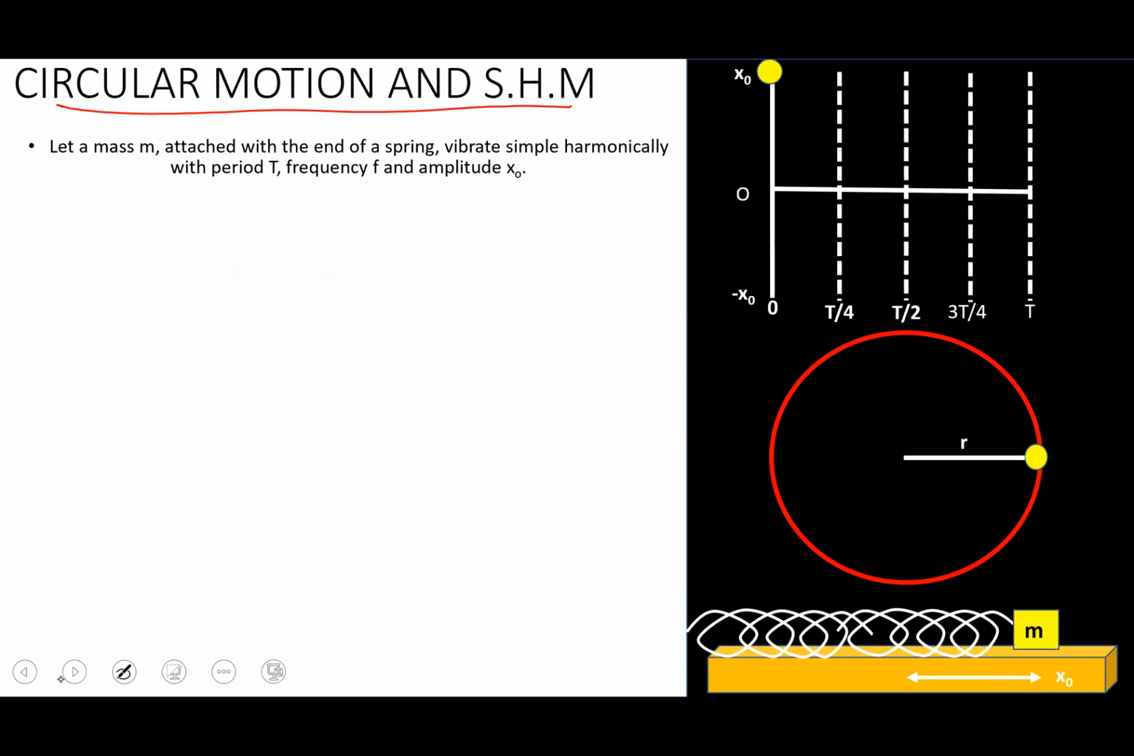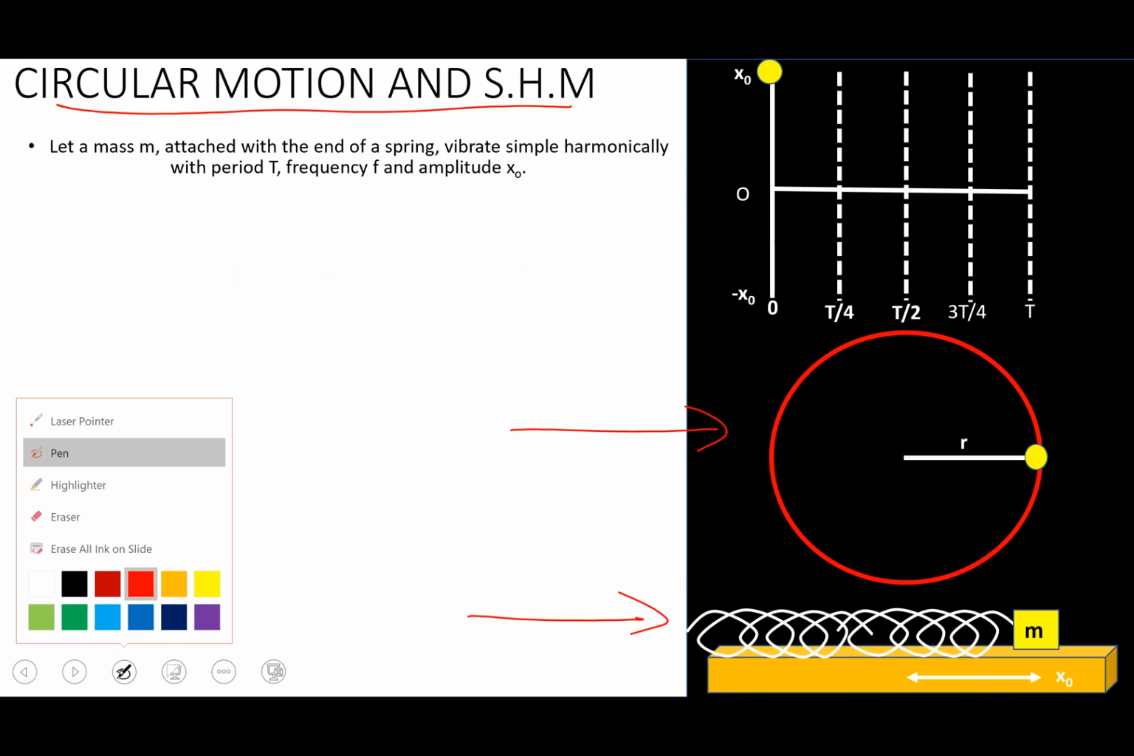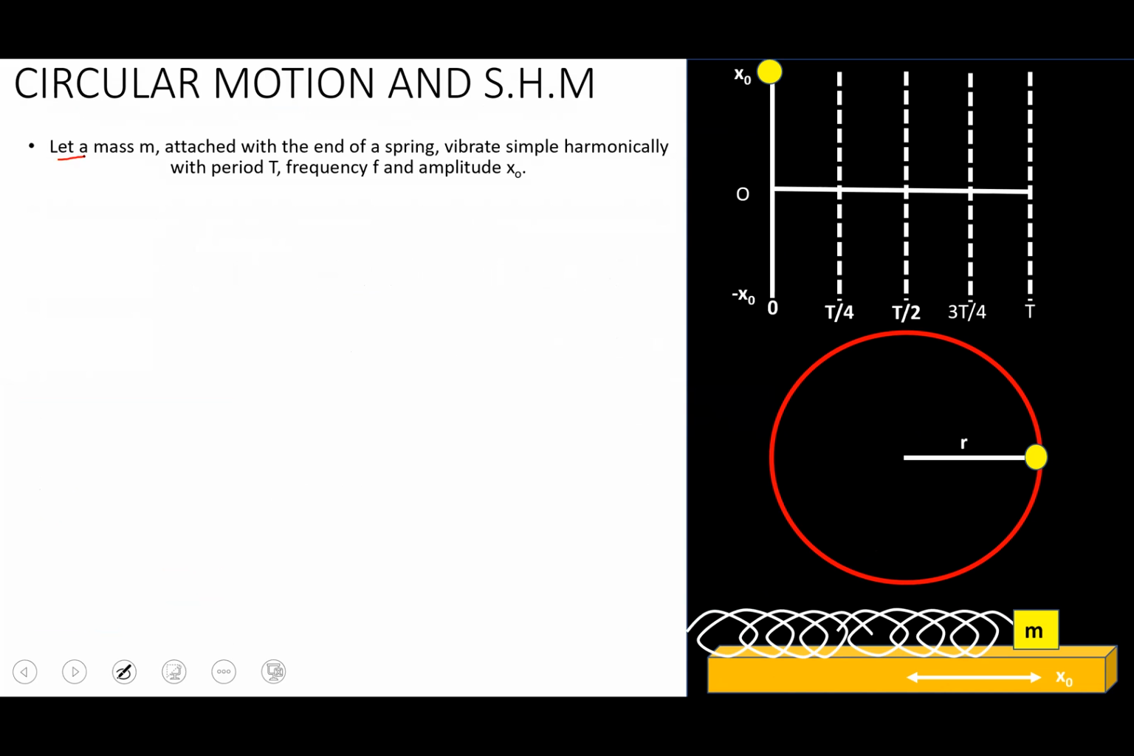As you can see, we have both the motions, the circular motion as well as simple harmonic motion, or we can say a mass attached to a spring system. And we see them in the form of a graph as well. Let a mass m attached to the end of a spring vibrate simple harmonically with time period T, frequency f, and amplitude x0. As you can see, the displacement is an amplitude, represented by x0, which is equal to the radius of this circle.